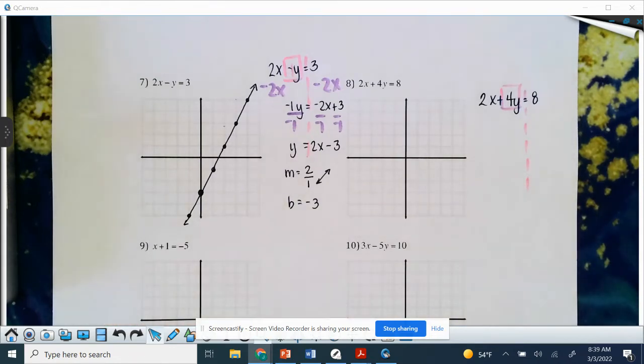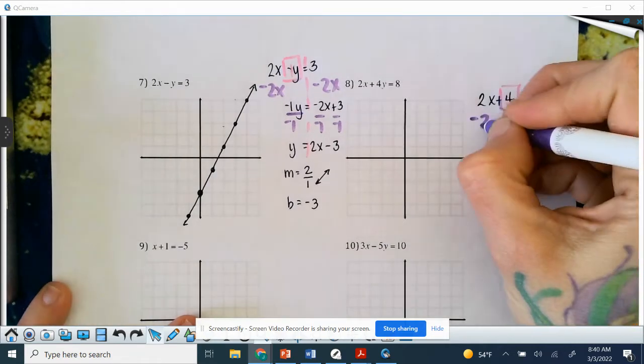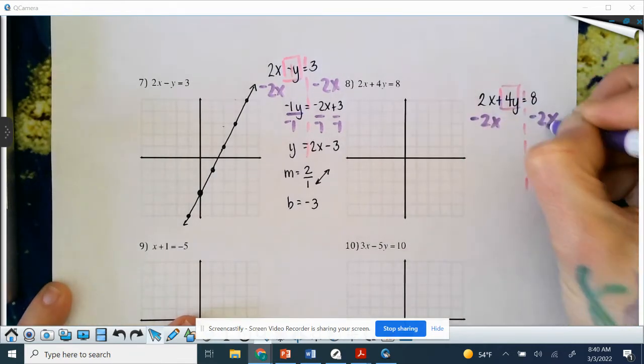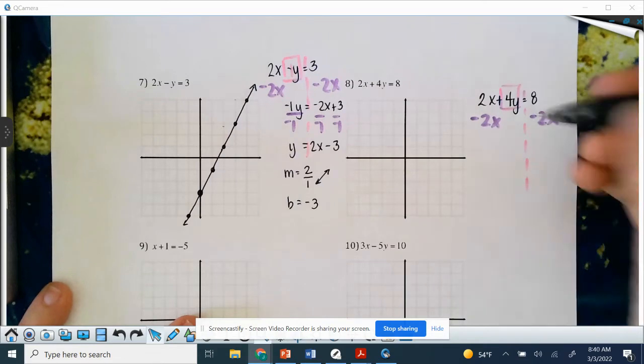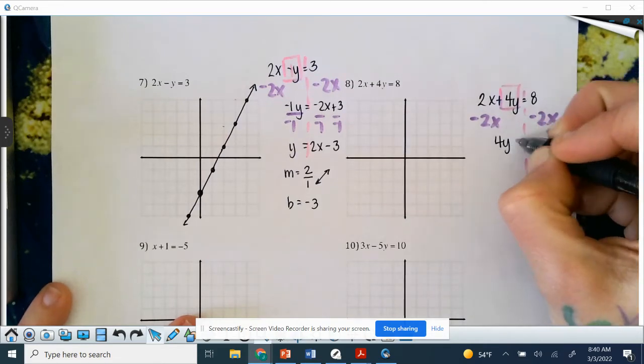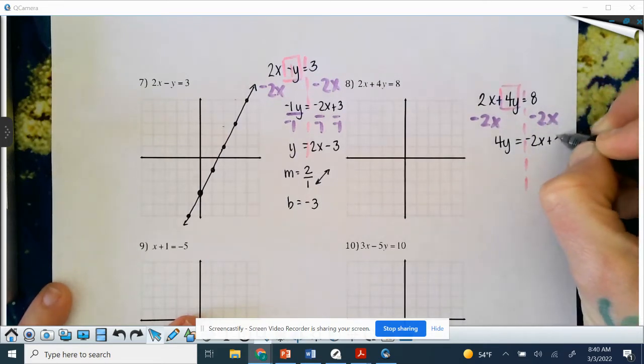So again, identify where your y is. What's in front of it is a conversation. What's the coefficient with your y? And then move x. So move x is second. We're going to do subtract 2 because it's a positive 2. So I have 4y equals negative 2x plus 8.